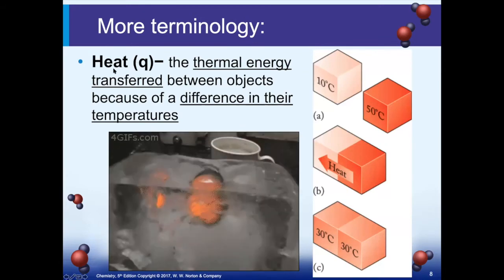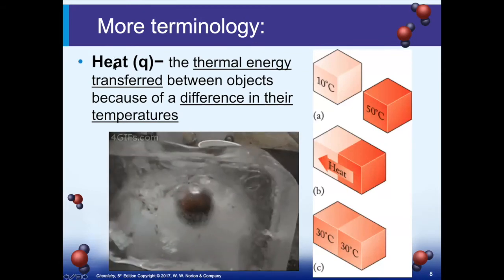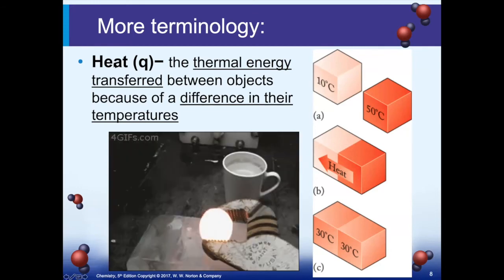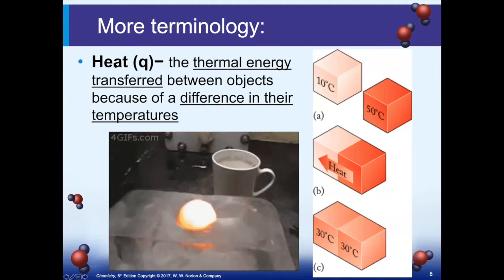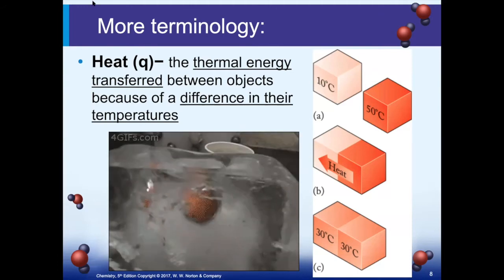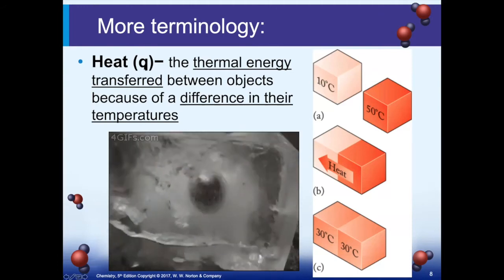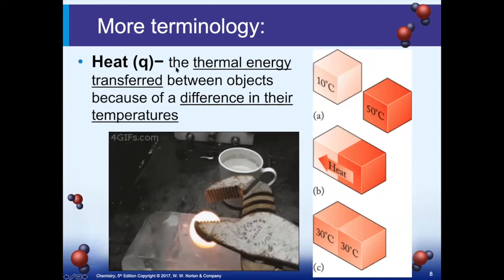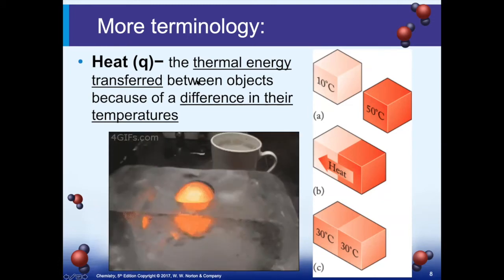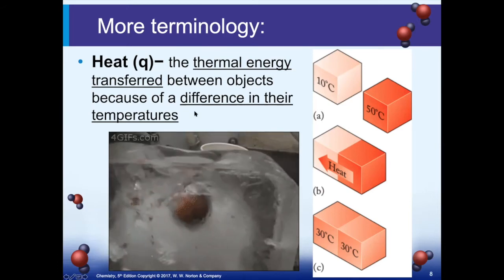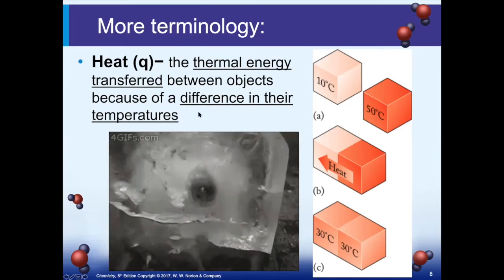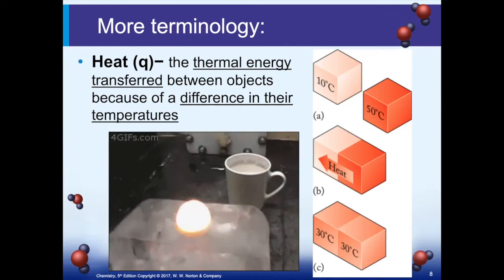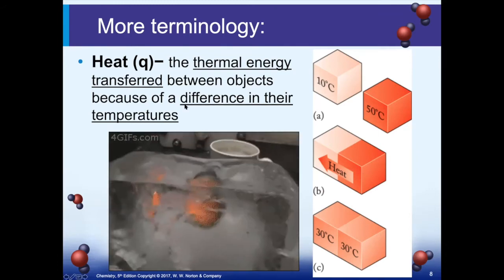So how does energy flow? First of all, we give it a word and a symbol. That is heat. If you ever really thought about what heat is, it's really just energy flow from one object to another, or from one area to another. We symbolize that in chemistry as a lowercase q. It's an amount of energy, the thermal energy that's transferred between objects because of a difference in their temperatures. That's the reason why energy flows from one object to another, or from one area of a substance into another: there's a difference in temperature there.